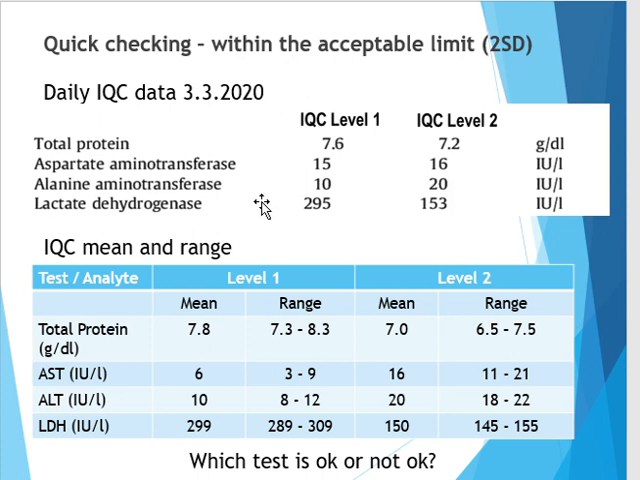ALT, how about ALT? QC level 1 is 10. Compare here, it is within range and at the target value. ALT QC level 2, the reading is 20. Compared with the range, it is in the range and at the target value. We can say that the ALT test on that day is tip-top. So how about LDH? Can we run the LDH on that day, or do we need to do troubleshooting? I hope that you can figure it out yourself.